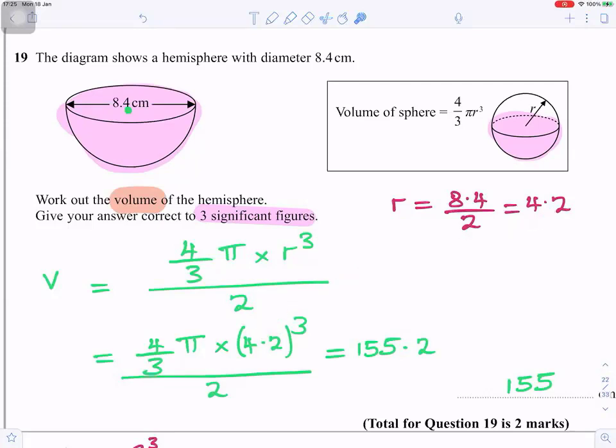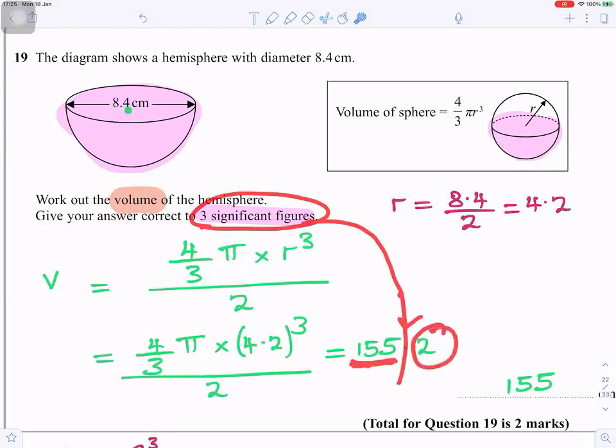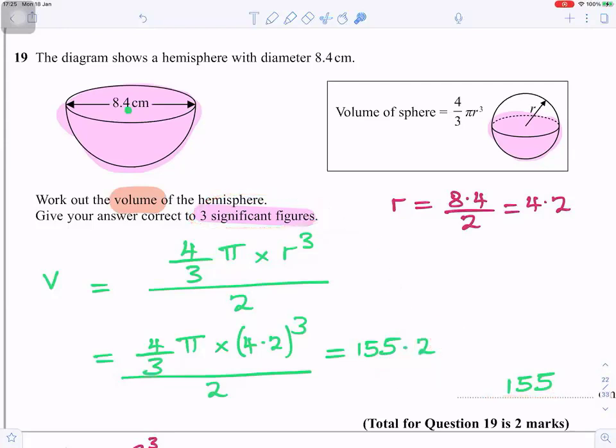It gives you 155.2. To 3 significant figures, the first 3 numbers, we put a line there and it's just 155. And that number is smaller than 5. So you cross it out. So your answer is 155.